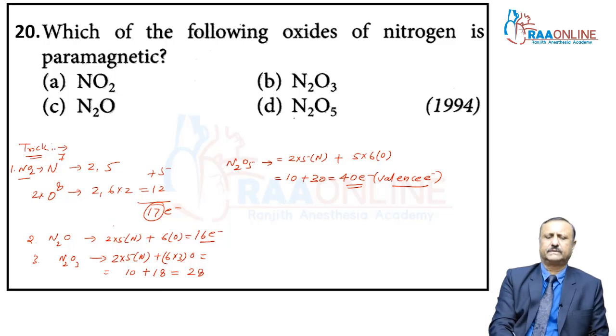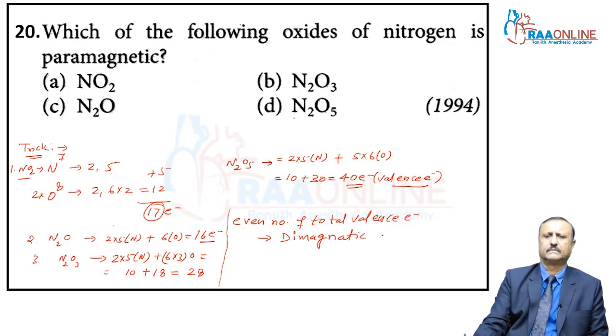My dear students, the trick is that when you see an even number of total valence electrons, then it's diamagnetic. The molecule is a diamagnetic molecule.